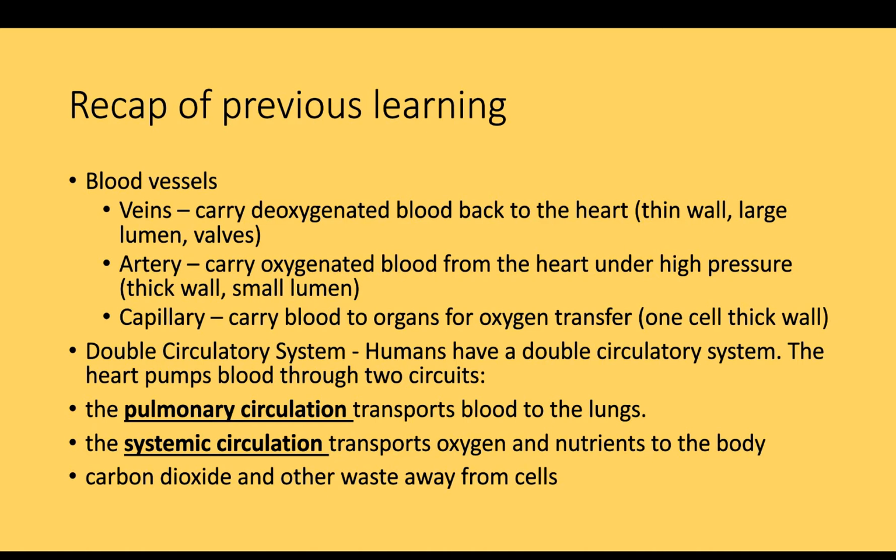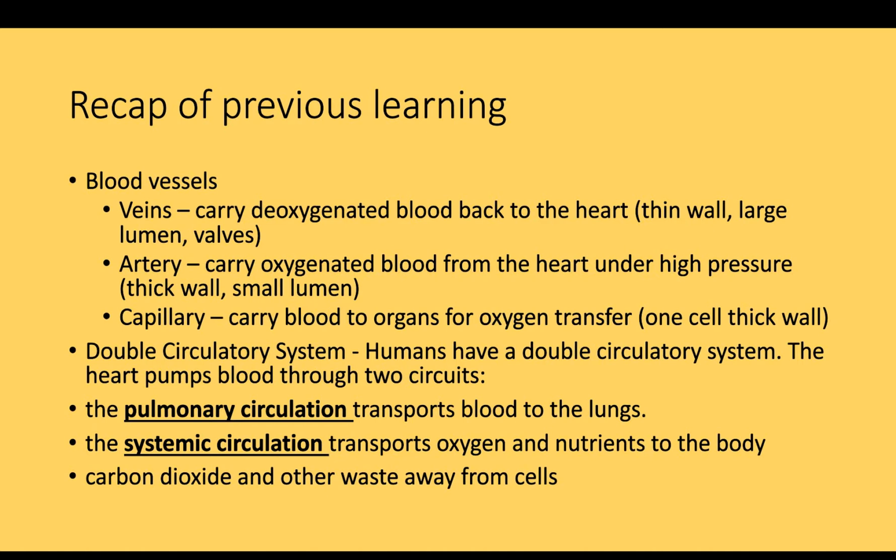Arteries carry oxygenated blood away from the heart under high pressure, so therefore they have a thick wall and they have a small lumen. And capillaries carry blood to the various organs around the body for efficient oxygen transfer. And their structure is very, very thin. They are one cell thick wall, which enables better diffusion of the oxygen and the carbon dioxide back out again.